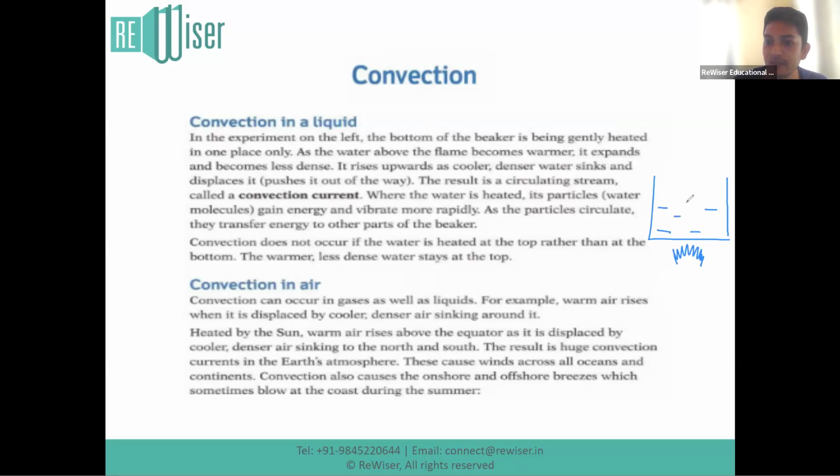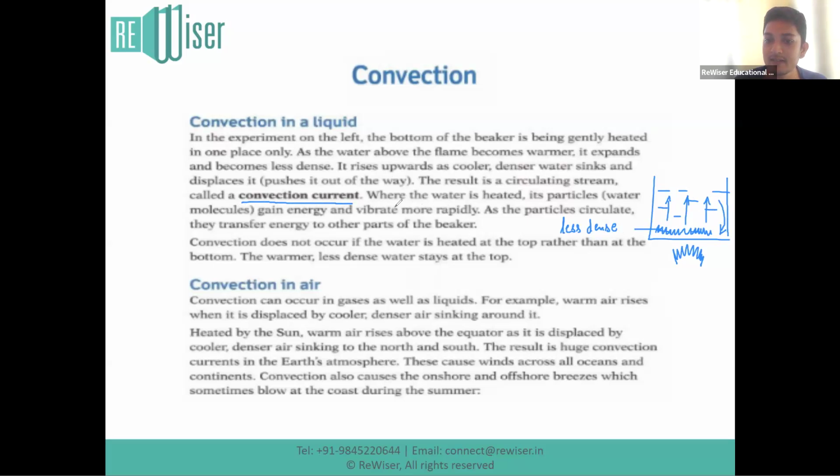The water that is closer to the flame will get heated up, and this layer gets heated up, and as it gets heated up, it becomes less dense. As it becomes less dense, it starts to rise up. And the much denser water comes down and then gets heated up. This cycle repeats, causing what we call a convection current.